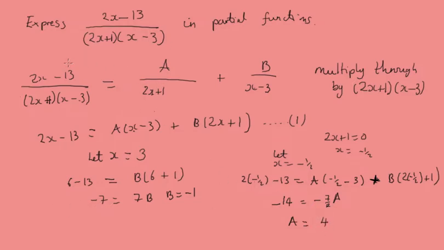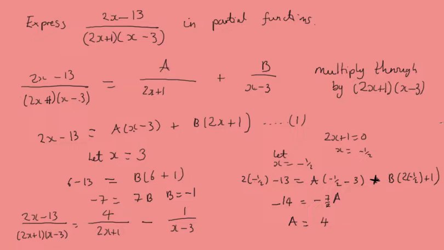So the solution will be, let's just rewrite this: A is 4, so 4 over (2x+1), plus, it's minus, B is minus 1, over (x-3).